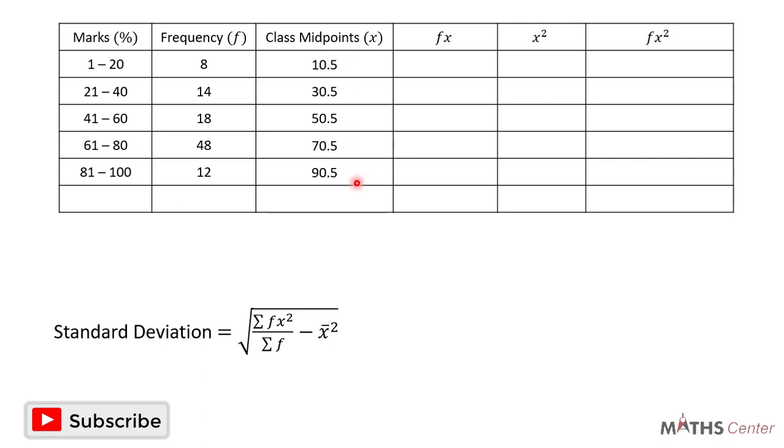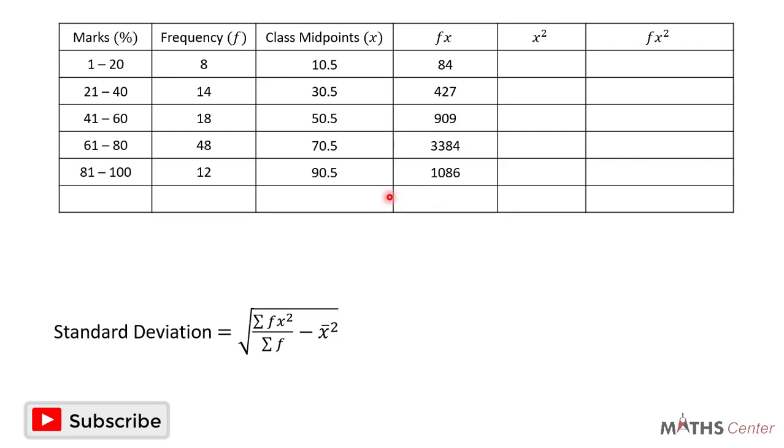We have the x values, we have the f values, so we can find fx. We will multiply the f values by the x values. 8 times 10.5 is 84. 14 times 30.5 is 427. 18 times 50.5 is 909. 48 times 70.5 is 3384, and 12 times 90.5 is 1086.